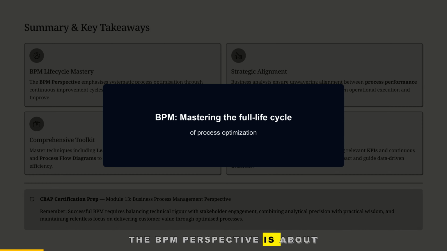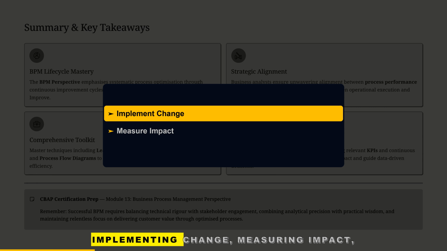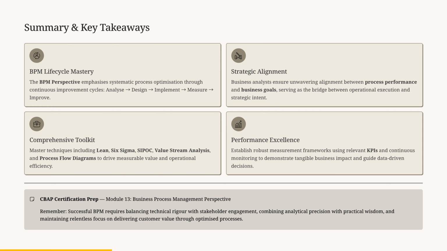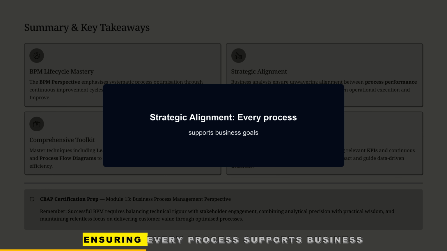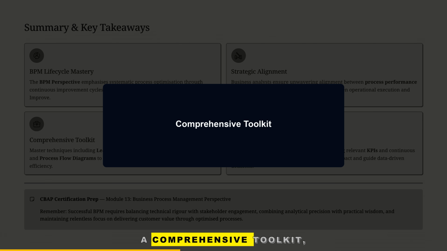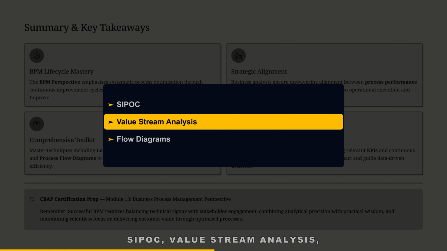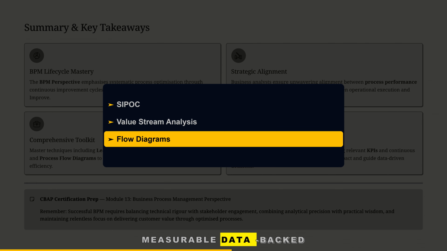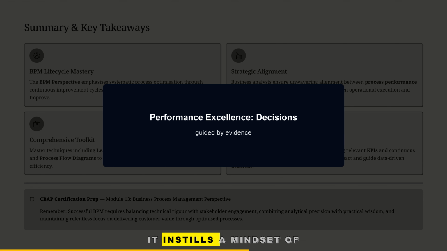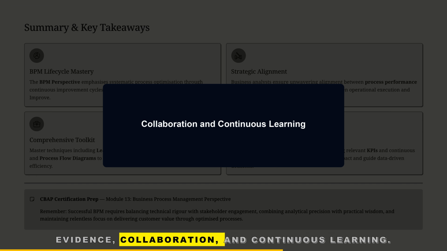The BPM perspective is about mastering the full life cycle of process optimization, analyzing how work happens, designing better workflows, implementing change, measuring impact, and continuously improving performance. It's about strategic alignment, ensuring every process supports business goals and customer outcomes. It equips you with a comprehensive toolkit: Lean, Six Sigma, SIPOC, value stream analysis, and flow diagrams to drive measurable, data-backed improvement. And above all, it instills a mindset of performance excellence, where decisions are guided by evidence, collaboration, and continuous learning.